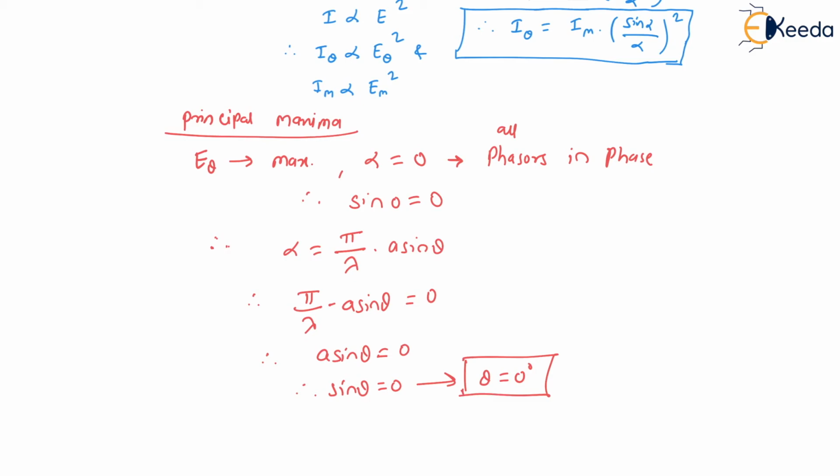When all the diffracted lines of secondary wavelets have a phase difference or initial phase of 0 degrees, ultimately we will get the maxima, which we call the principal maxima. And where will this principal maxima be obtained? It will be obtained at P naught.